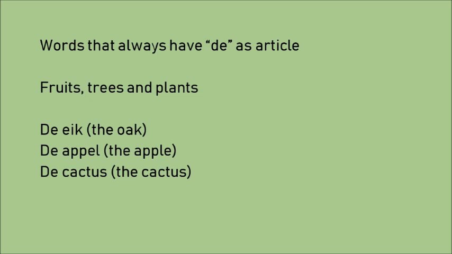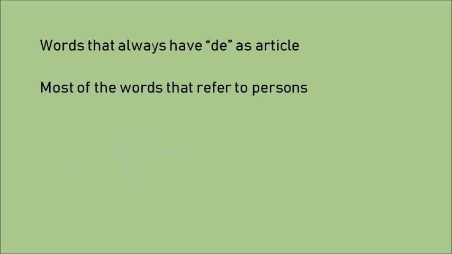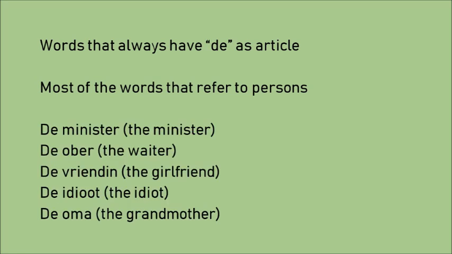Some words always start with de, and we're going to discuss them now. Fruits, trees and plants always start with de. For example, de eik, which means the oak, de appel, which means the apple, or de cactus, which means the cactus. Most of the words that refer to persons also start with de. For example, de minister, de ober, de vriendin, de idioot and de oma.